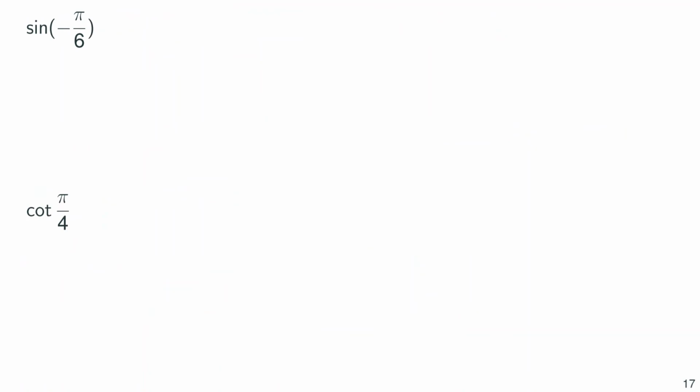Sine of negative pi over 6. So here we have two ways of doing this. We could add 2 pi until we get a coterminal angle.